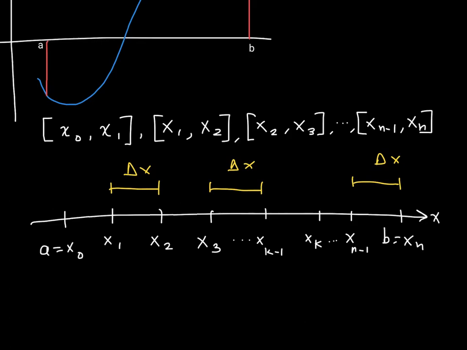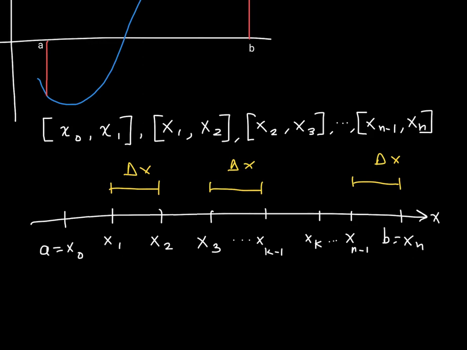Okay. Now what we do is we choose a point from each subinterval. We choose a point from each subinterval, and we evaluate our function at that point. We can call that point c sub k.